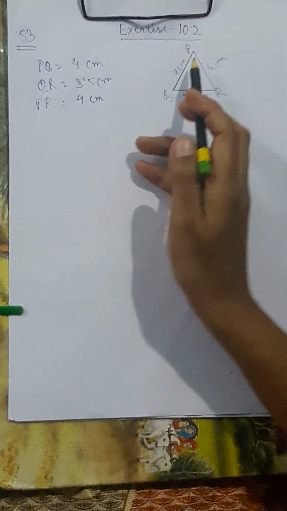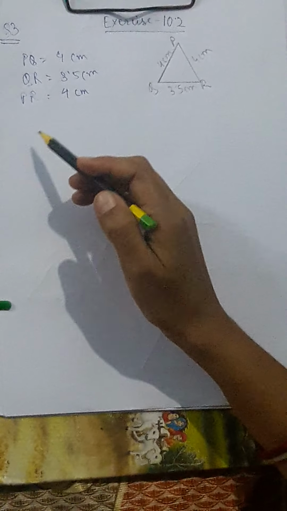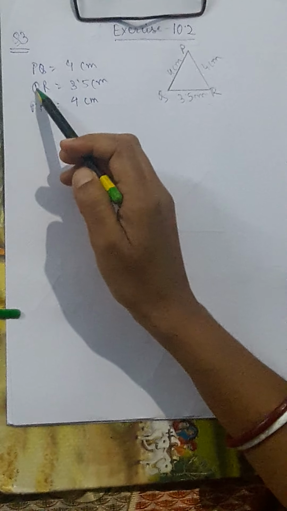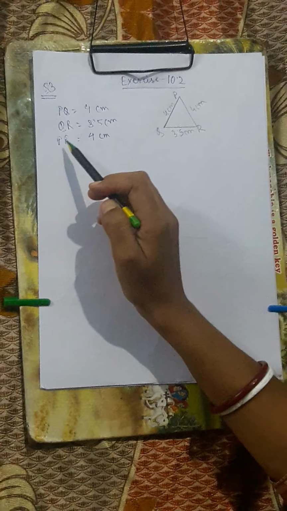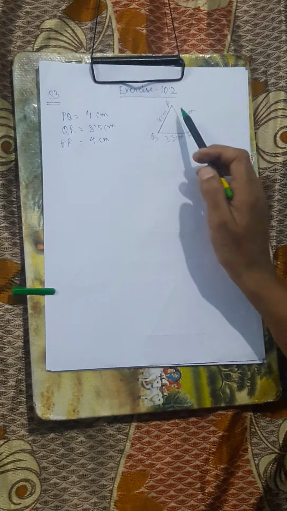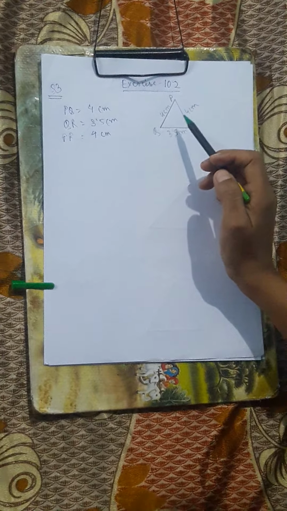Here, the name of the triangle will be PQR. It has been given in your question. Then the length of PQ will be 4 cm, QR will be 3.5 cm and PR will be 4 cm. Based on that, I have drawn one rough sketch. That means it's not the actual one.